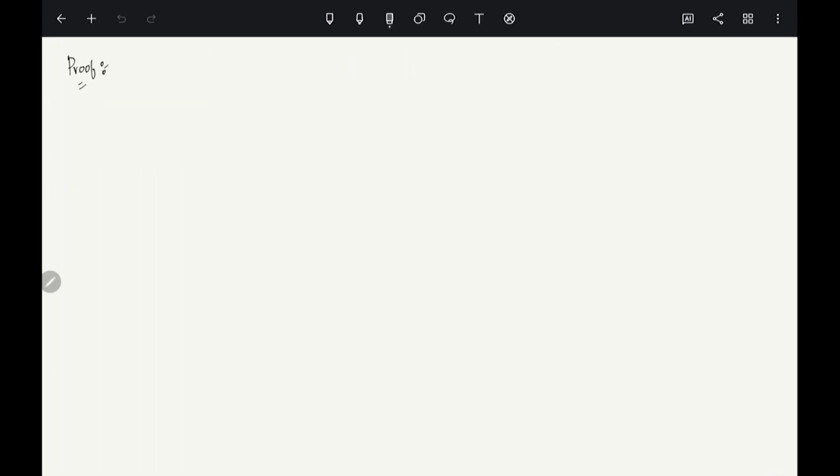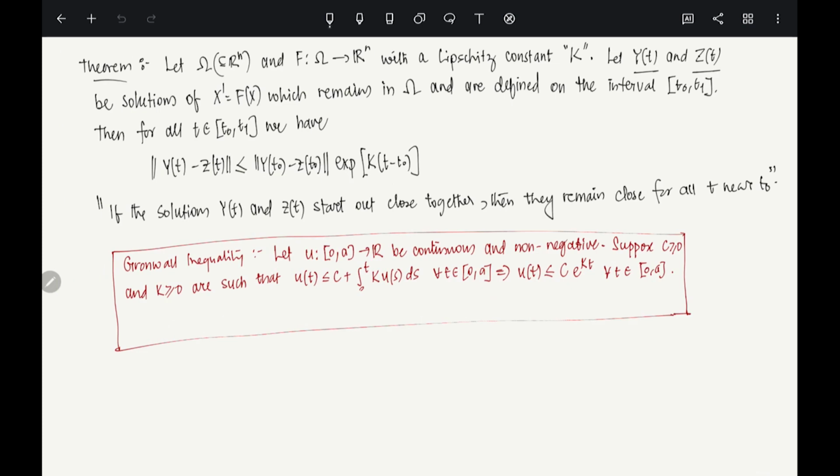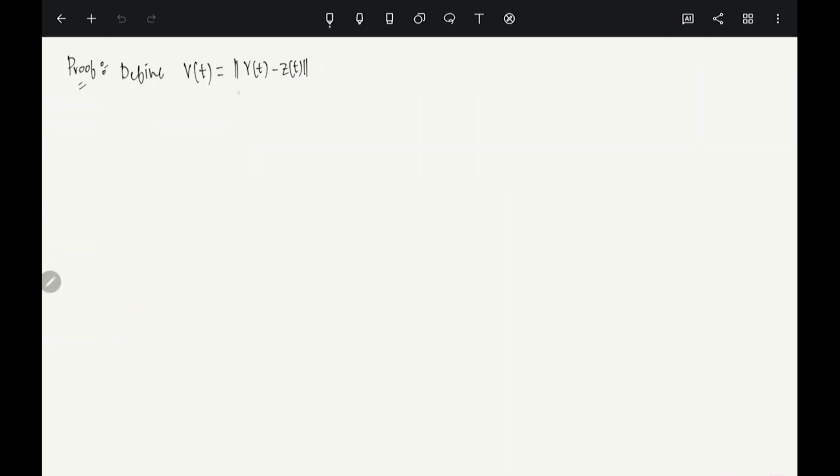So we define capital V(t) as the norm of y(t) minus z(t). Here t is varying between t0 and t1. So for that t0 and t1, V(t) I will be defining to be the norm of y(t) minus z(t).